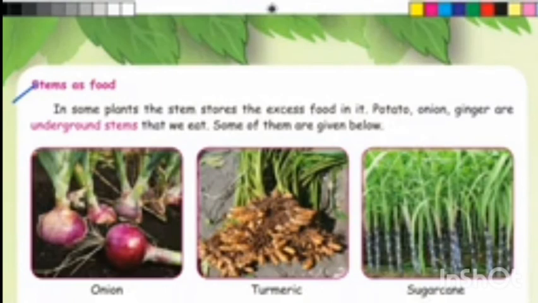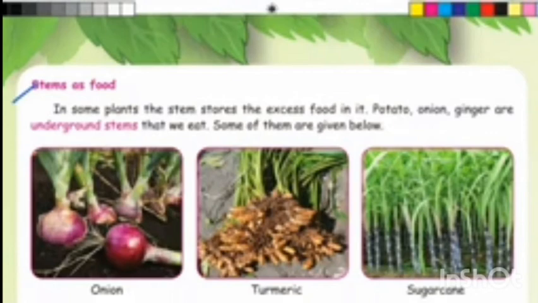Stems as food. In some plants, the stem stores excess food in it. Potato, onion, ginger are underground stems that we eat. Some of them are given below.